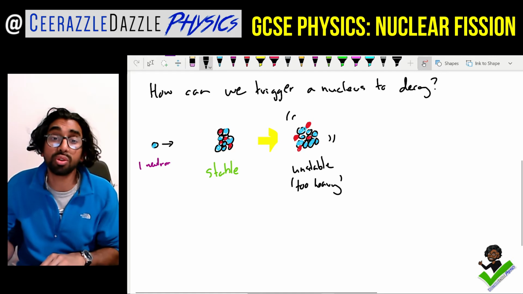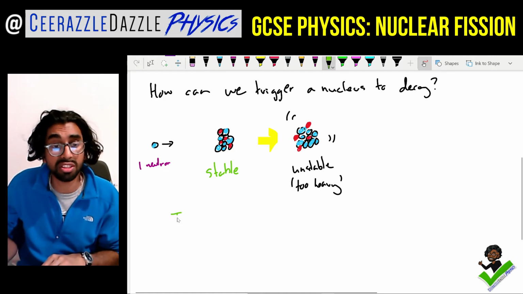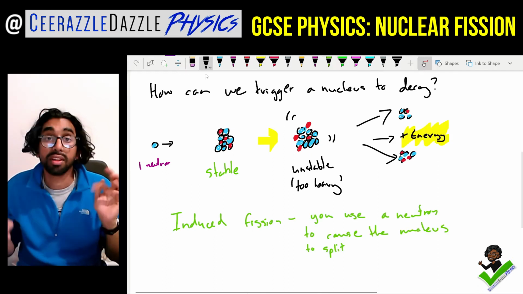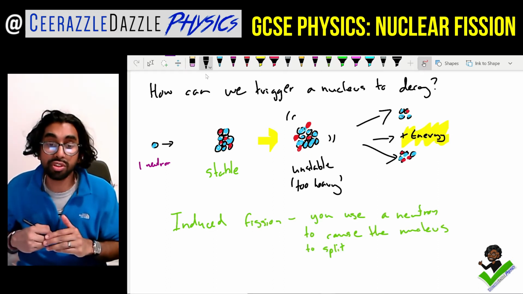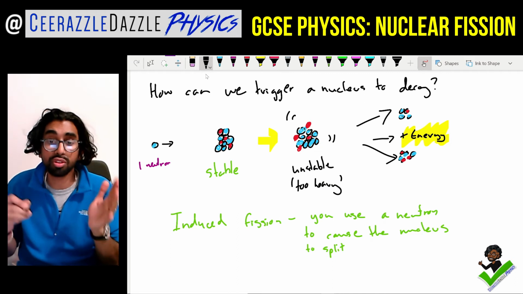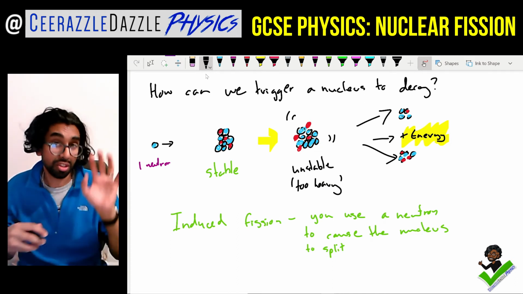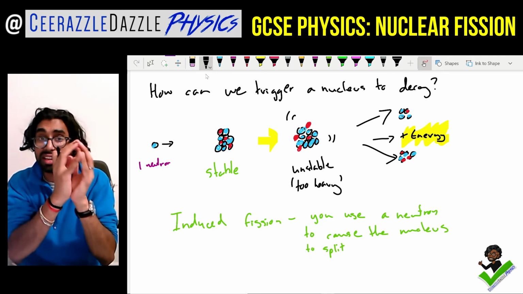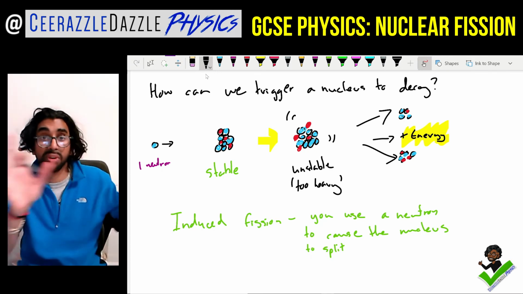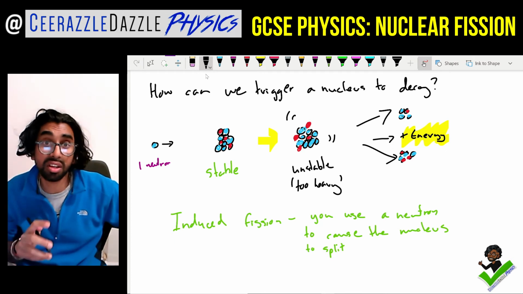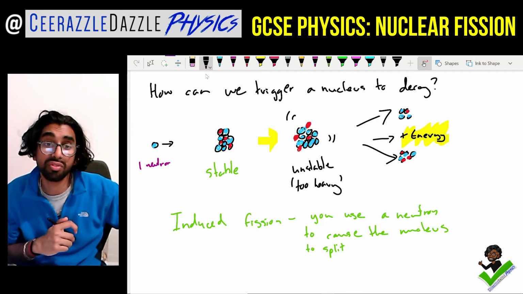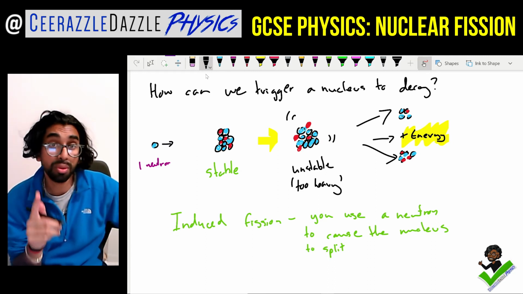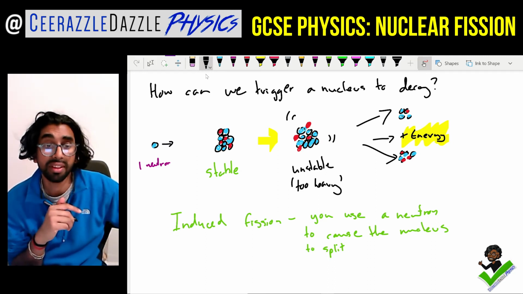This process is called induced fission, guys. So there we go, induced fission, when you use a neutron to cause a nucleus to split. So you had the nucleus there, it was stable, you fire a neutron in, it goes inside and becomes unstable, and then it will split into two lighter daughter nuclei and energy is released. So this is called induced fission, and it's all part of the nuclear decay topic.